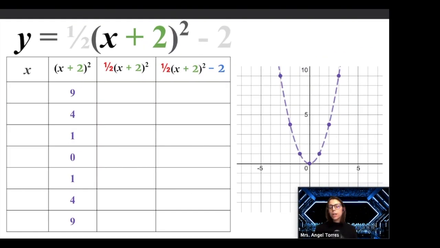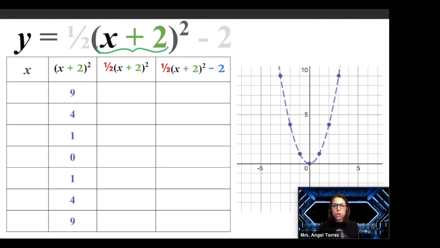So again, starting off here, we just want to direct our attention to our inputs. And to do that, we're going to look only at what's inside of the parentheses. Where has that vertex point shifted to? So we're trying to create an output of 0.